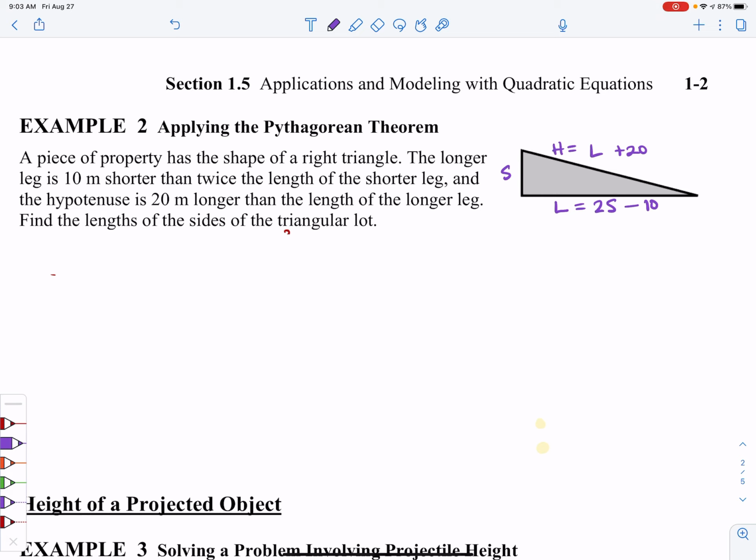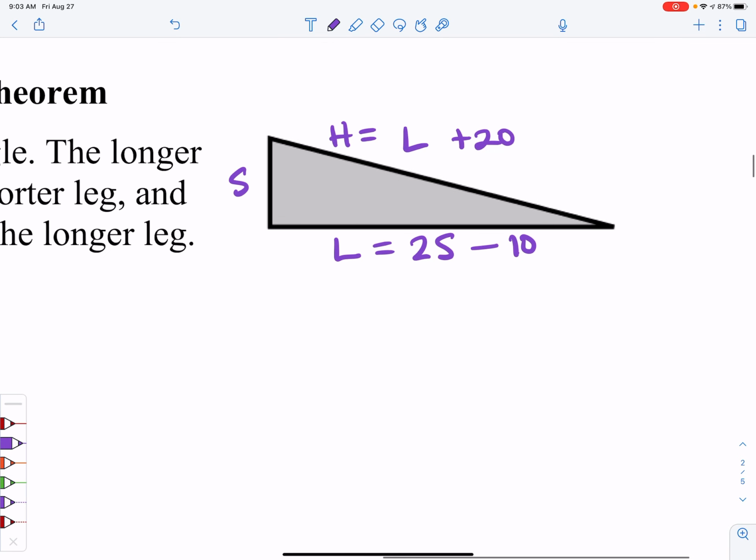Now, when it says to find the lengths of the sides of this triangular lot, the first thing before I go anywhere is I need to make sure that they're all in the same variable. So right now, my short leg is called S, so we'll use S's. My long leg can be rewritten in S's as 2S minus 10. Unfortunately, my hypotenuse right now is not written with S's, but it can be pretty easy to do that. Notice that my L is in here, and I can rewrite L as 2S minus 10.